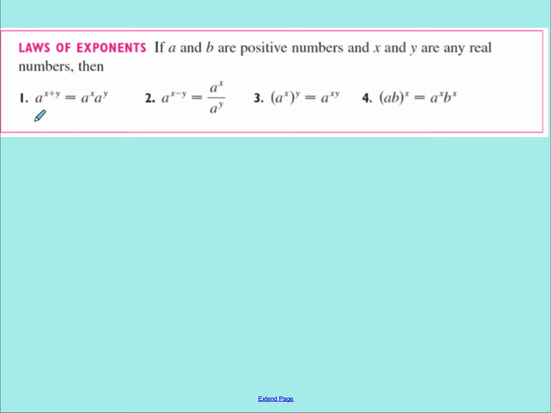So for instance, here's a little example. If I have x to the second times x to the fifth, I would have x to the 2 plus 5, which gives me x to the 7th.